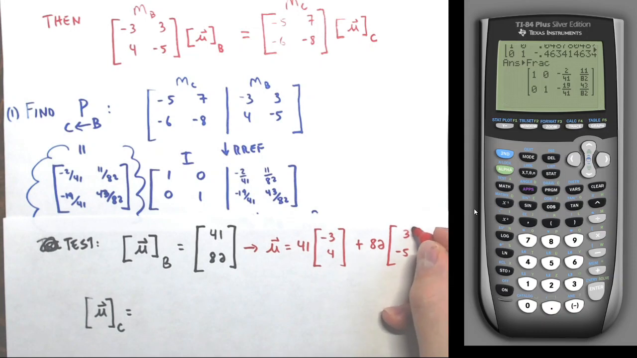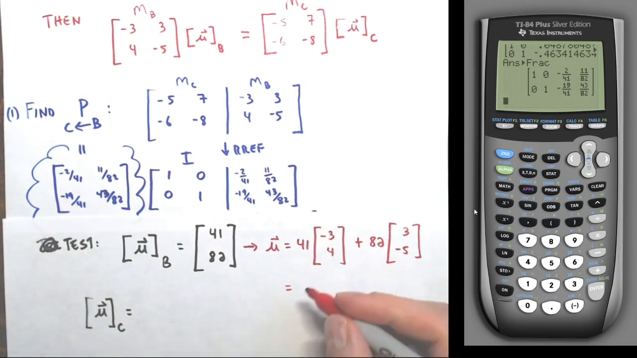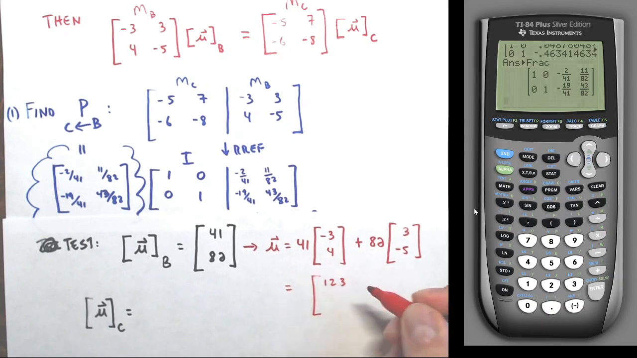I'm just going to punch those in off to the side here. I guess I could do this in my head, but whatever. Negative 3 times 41 plus 3 times 82, so the first component is 123. And then 4 times 41 plus, minus 5 times 82, is negative 246. Okay, so this is vector u.